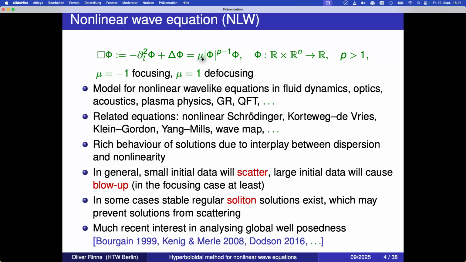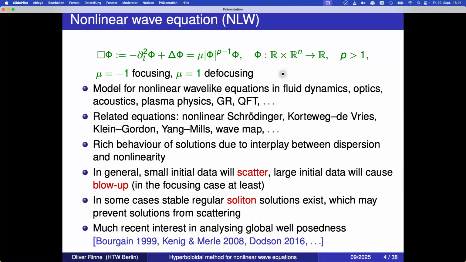And as you can see, if this mu here is minus 1, then this has the same sign as the time derivative on the left-hand side. So this leads to an amplification. We also call it the focusing nonlinear wave equation in that case. If mu has the opposite sign, it's called the defocusing nonlinear wave equation.